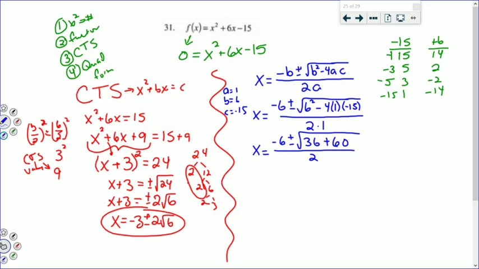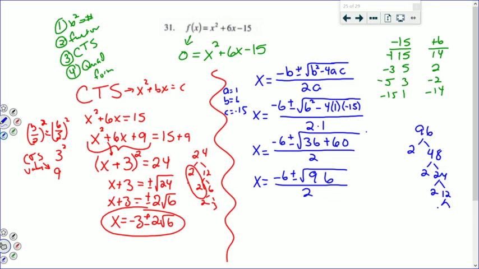Okay? So then from here, we want to continue working with this radical. So x equals negative 6 plus or minus the square root. 36 plus 60 is 96. And that whole thing is divided by 2 still. All right, so let's take a look at 96. If we make a factor tree for that, we divide it by 2, and we get 48 and 48, which then gives us 2 and 24, which then gives us 2 and 12, 2 and 6, 2 and 3.